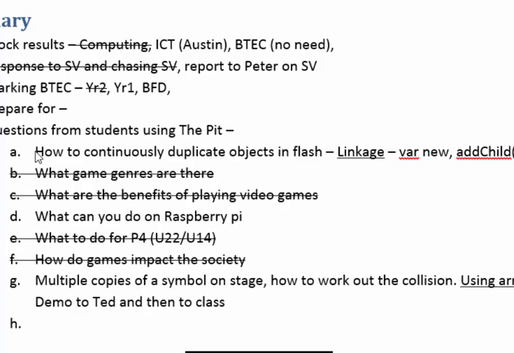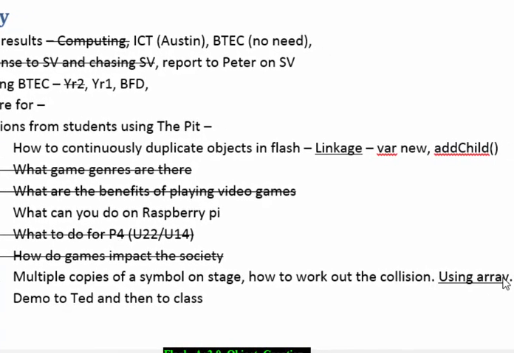Questions A and G have been answered. We're going to repeat them here for the benefit of those who missed the lesson. First one is how to continuously duplicate objects in Flash, basically how to create objects using code on demand. The key is to use a linkage from the library, and then you can use that as a template to make new objects. The second one is multiple copies of symbols on stage. How can you work out the collision instead of detecting one by one? The key is to use an array.